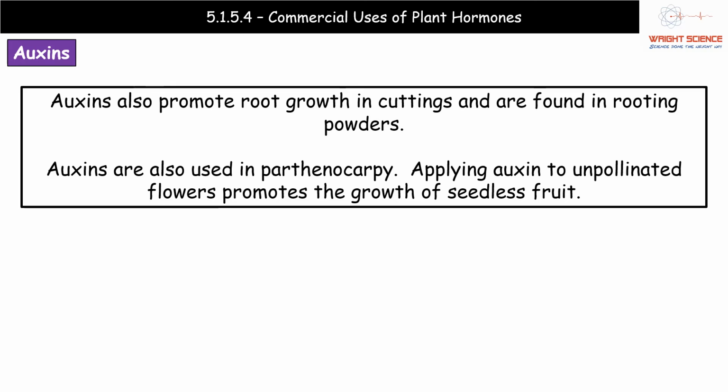What we're doing in parthenocarpy is tricking the plant, to all intents and purposes. We want it to think that it has been fertilized and therefore it forms the fruit, but the reality is it hasn't. And the way we trick our plants is we apply auxin to those unpollinated flowers. The plants then think that they have been pollinated, they form the fruit, but because they weren't actually pollinated, there are no seeds inside, so seedless fruit.